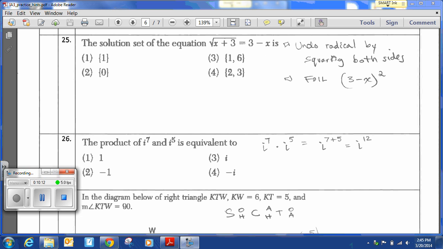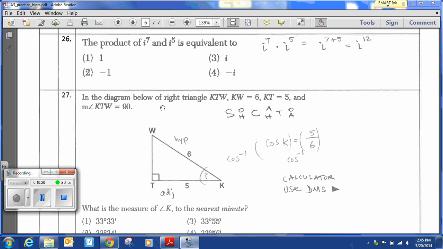If you want to do it the algebraic way, you want to undo the radical by squaring both sides, and don't forget to FOIL (3 minus x). Number 26, what I would do first is simplify, so we know that i to the 7th times i to the 5th is really i to the 12th because you add powers.